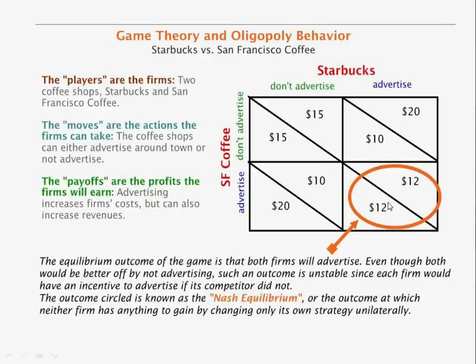So what is the best thing for these firms to do? Let us ask from the point of view of Starbucks. If Starbucks does not advertise, then they get $15 or $10, depending on what SF Coffee chooses. In that case, if Starbucks does not advertise, the best thing for SF Coffee is to advertise and thereby get $20.